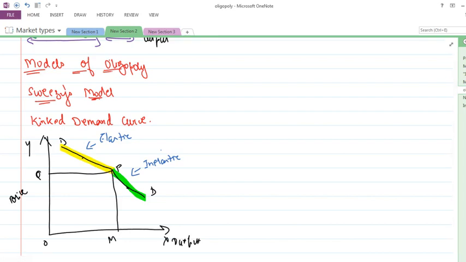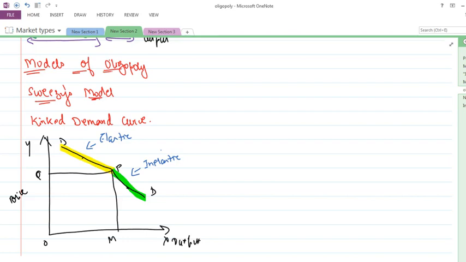If the oligopolist reduces its price below the prevailing level, then he fears that the customers would go away from him. Therefore, he will not reduce the price. On the other hand, the oligopolist will gain only a very small amount of profit, as everyone else also follows. Hence the demand curve below the prevailing price is inelastic.